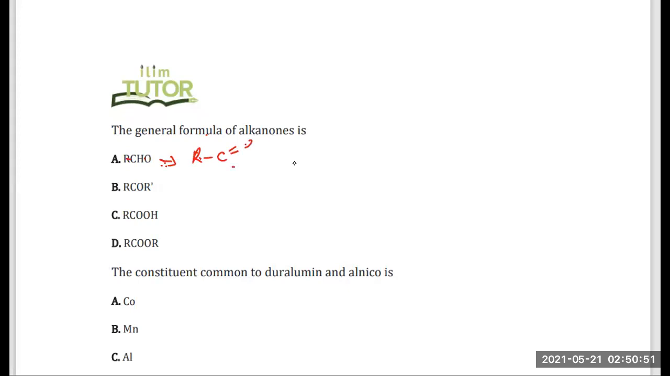RCHO. Looking at this functional group, the general formula corresponds to aldehydes, and these aldehydes are known as alkanals.